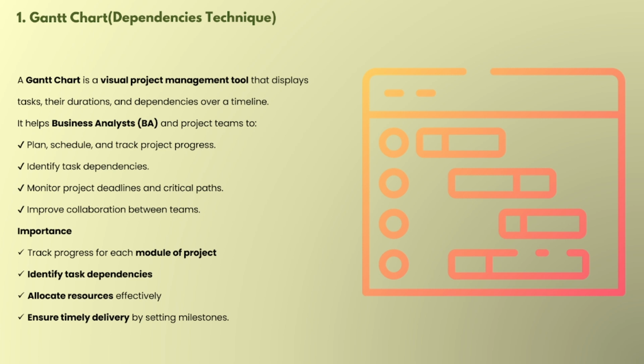Then last is ensure timely delivery by setting milestones. Well, milestones help us to stay on schedule. For example, setting a target date for completion of the loan disbursal module or the UAT phase. So at what time this particular delivery should happen, this is something we can see visually on the Gantt chart. So that's why it is very important. Now let's explore more with the Gantt chart.